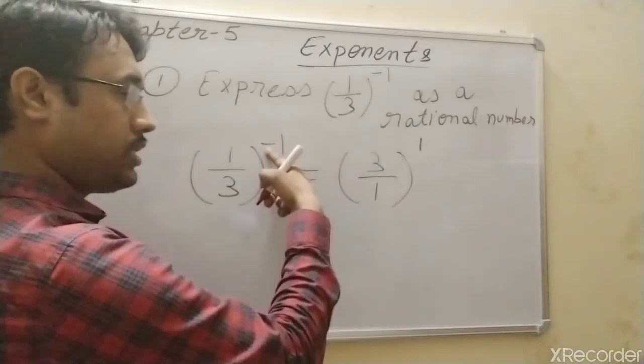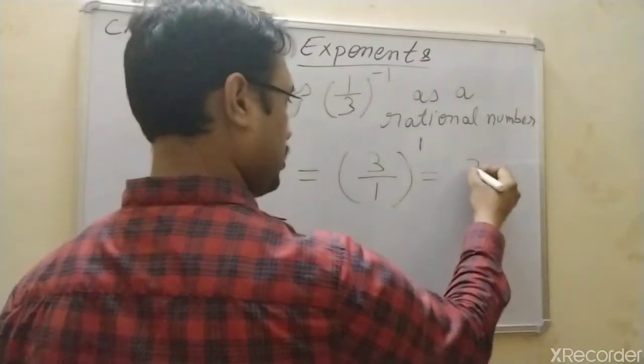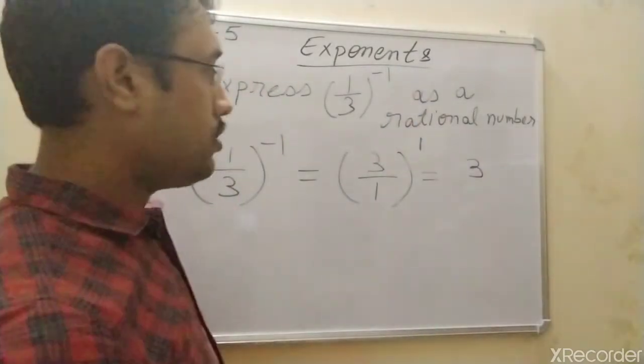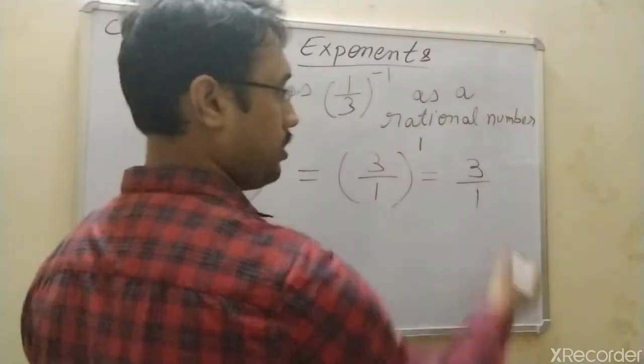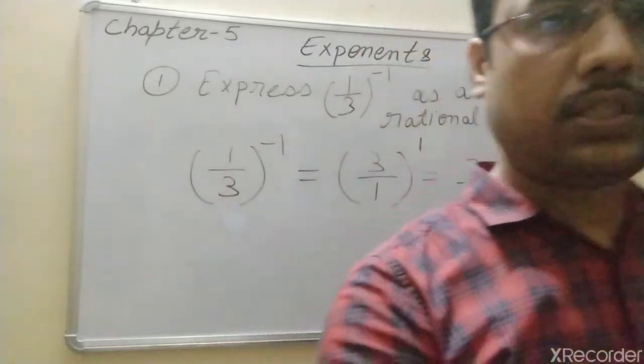The sign of the power exponent is changed only. Then the base you have done reciprocal and the result is 3 only. 3 by 1 to the power 1 is 3. Okay, so this 3 by 1 is a rational number only. So you can say 3 by 1. Yes, now some more questions.